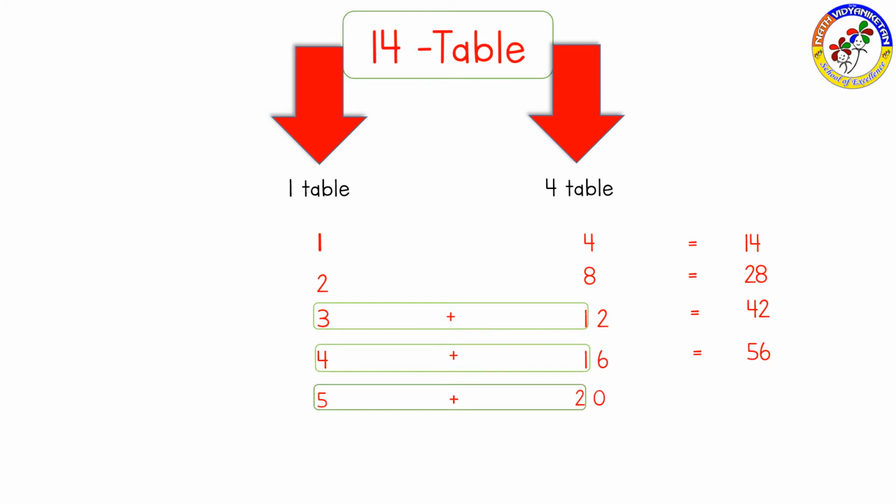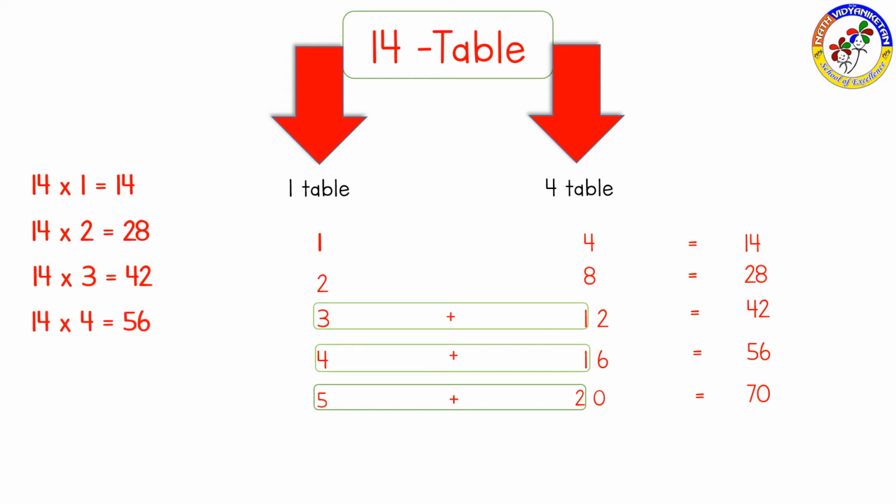Now 5 plus 2. Here in box 5 plus 2. 5 plus 2 is 7. And then write 0. That is 70. Now here is the table of 14. 14 ones are 14. 14 twos are 28. 14 threes are 42. 14 fours are 56. 14 fives are 70. Okay, is it clear?